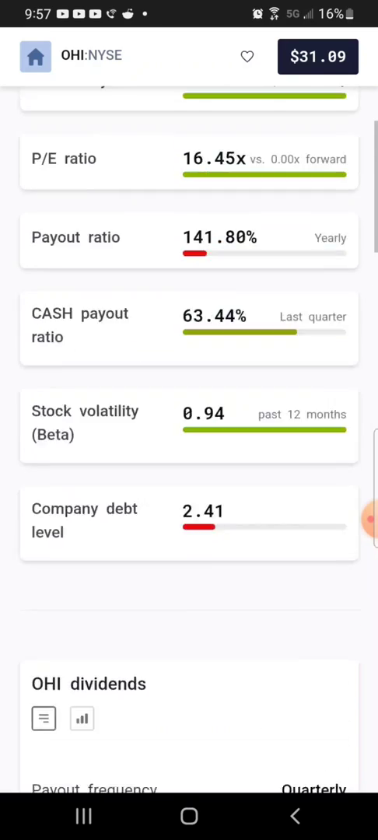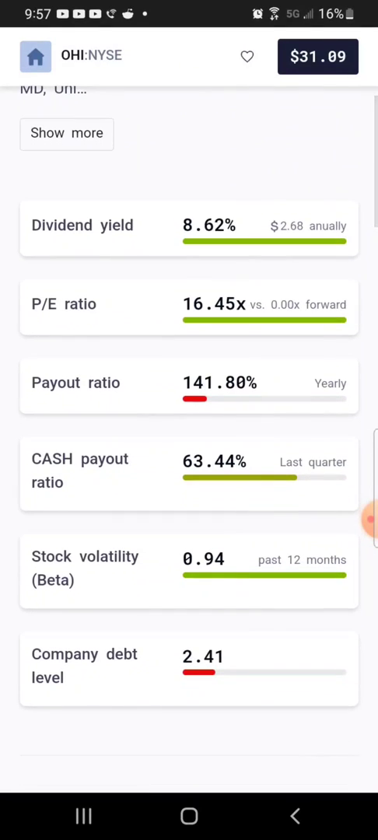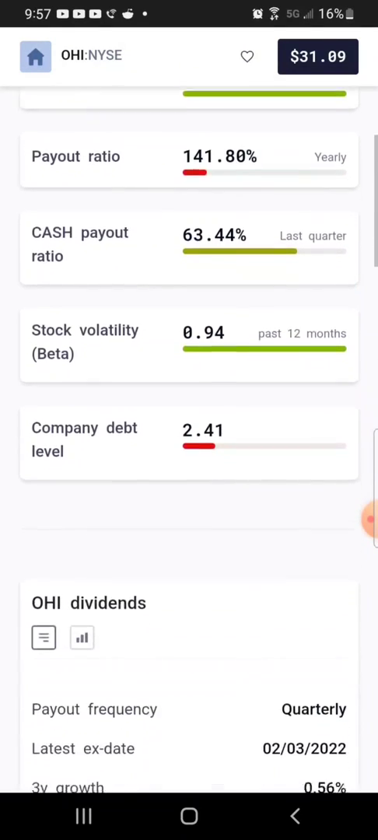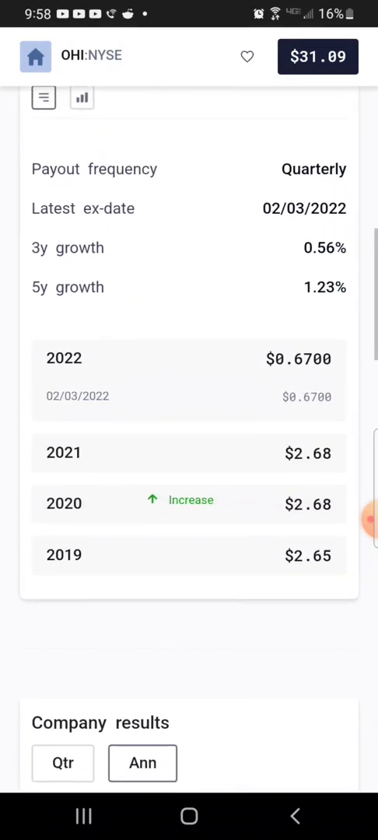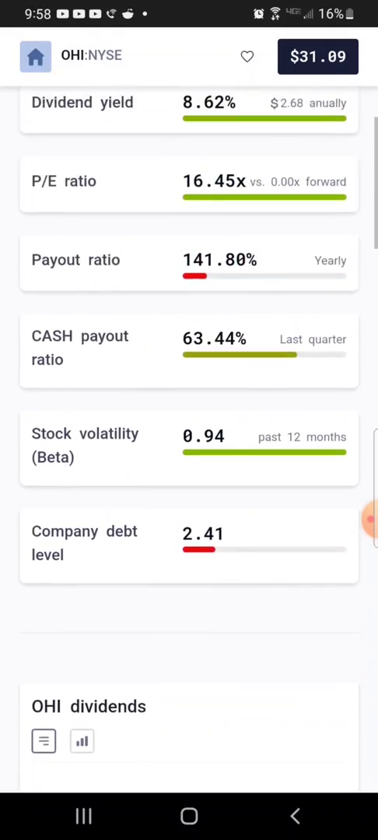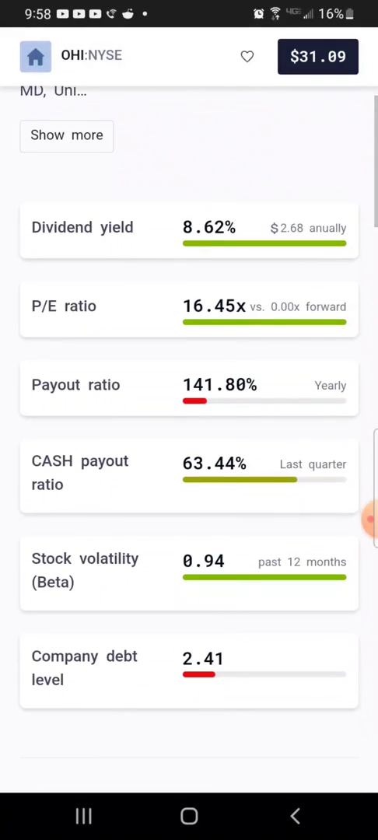All right, and it gives an annual dividend of $2.68. And you guys can see it's been giving consistent dividends. It doesn't look like it increased its dividend in 2021, but it didn't drop. It kept it the same. So that's a good sign too. And Omega Healthcare, like I said, it's one to check out too. And that dividend yield is crazy. It's definitely a great dividend yield.